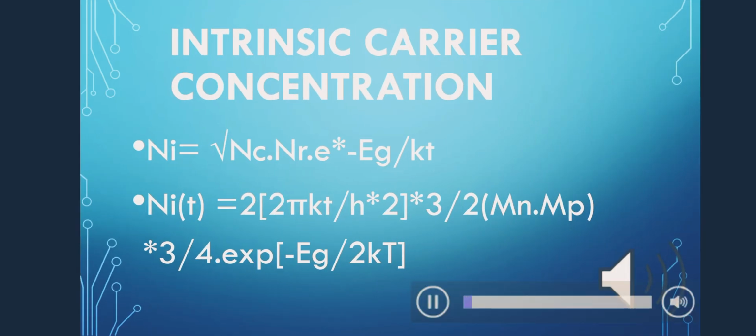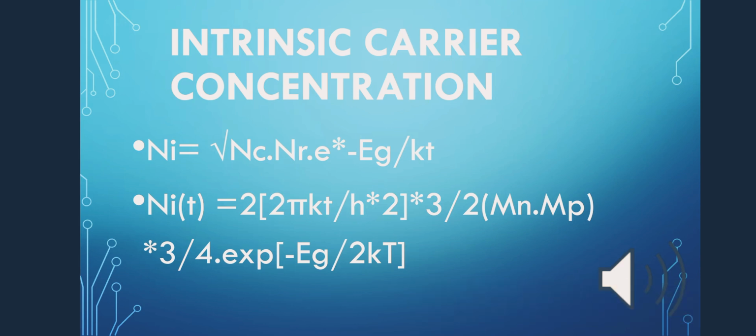The intrinsic carrier concentration formula is Ni equal to square root of Nc into Nv into e power minus Eg by kT. So when we add the rest, that is ionization, intrinsic and extrinsic semiconductors, we get this formula. Ni as a function of T is equal to 2 into (2 pi kT by h square) whole power 3 by 2 into (mn mp) whole power 3 by 4 into e power minus Eg by 2kT.